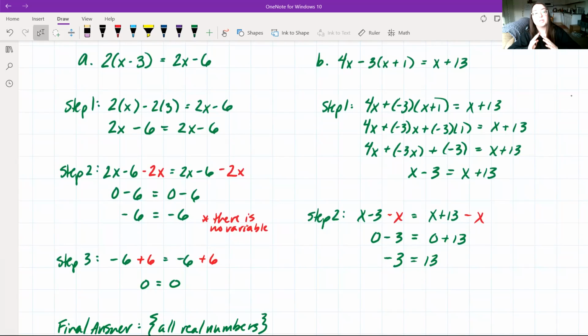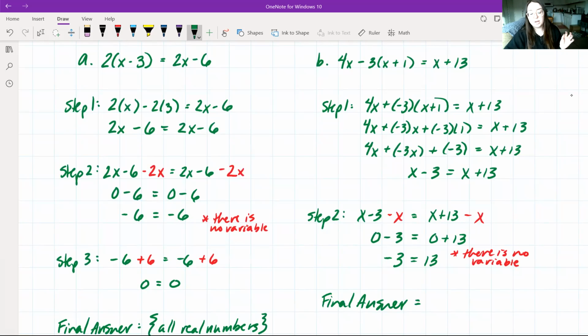And now we can choose to stop here. We can go on to step 3 to move negative 3 to, say, the right-hand side. We can add 3 to both sides. That gives us 0 is equal to 16. But in this case, we can just stop here, once we see there is no variable left anymore, and our numbers do not equal each other.